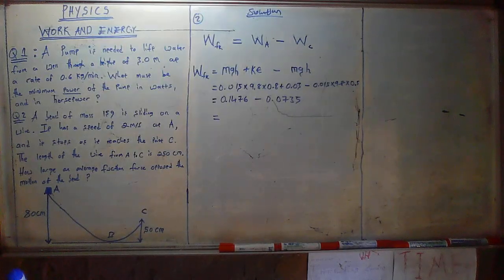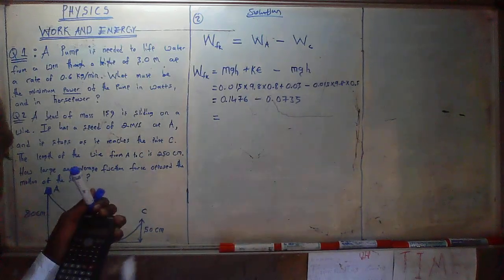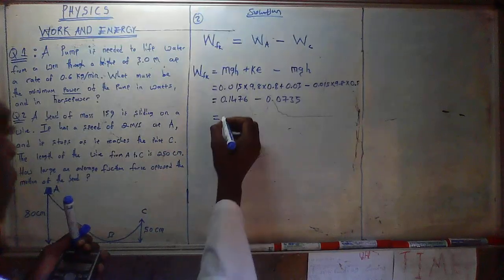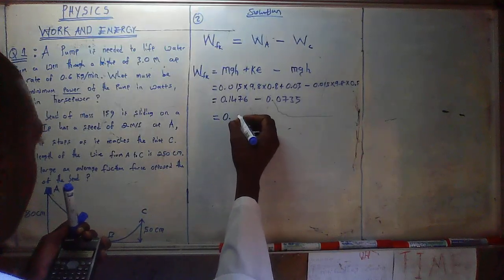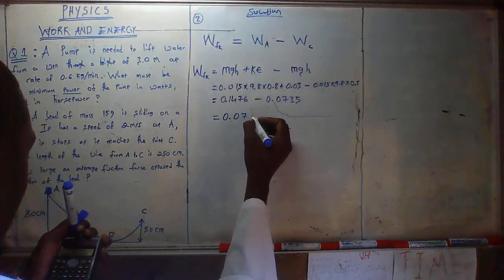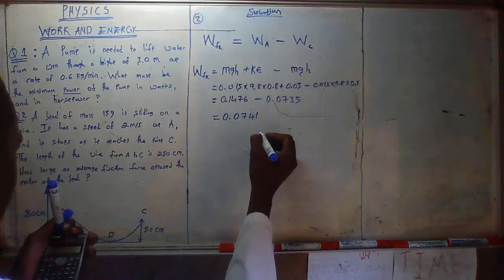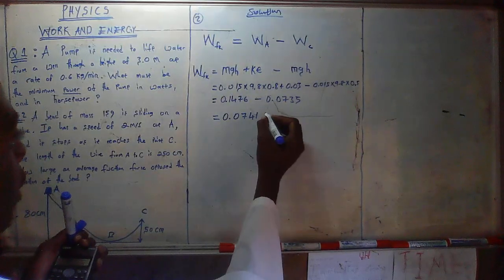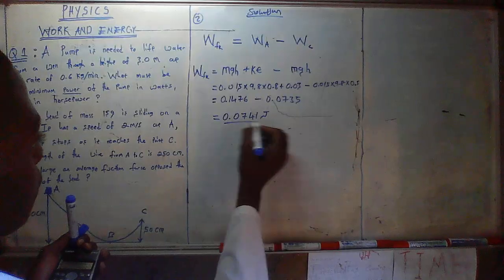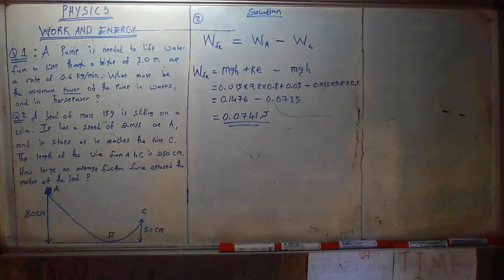So 0.1476 minus the answer, which is 0.0735. So this minus this gives 0.0741. We're dealing with work, right, which is in joules. Amazing.